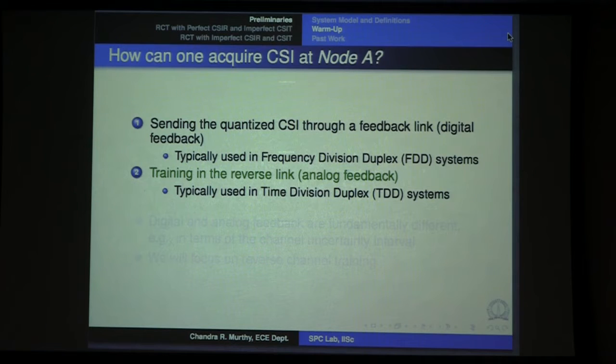This is useful in a time division duplex system where the forward link transmission happens and then the reverse link transmission happens, so that they happen one after the other and immediately after the other, so that you can assume the channel doesn't change between the forward transmission and the reverse transmission.